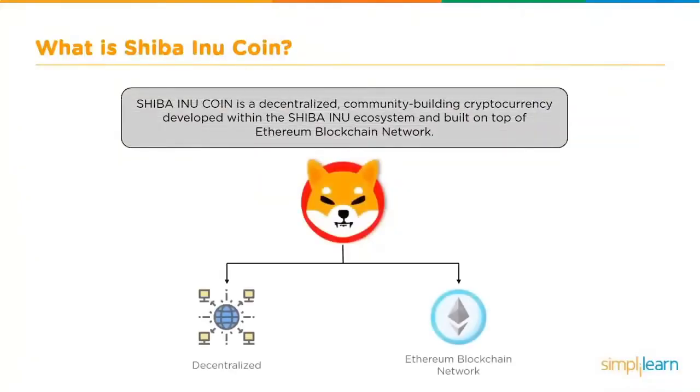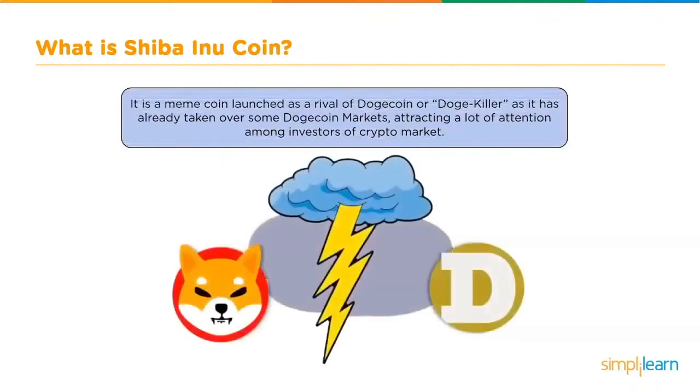Shiba Inu coin is a decentralized community building cryptocurrency, or we can say an experiment developed within the Shiba Inu ecosystem and built on top of the Ethereum blockchain network, like many other coins. It is a meme coin launched as a rival of Dogecoin, or Doge Killer. Both Dogecoin and Shiba Inu coin were made in a humorous manner. But Shiba Inu coin has already taken over some Dogecoin markets, attracting a lot of attention and rising as a popular choice among investors, especially after such market crash of cryptos like Bitcoin and Ethereum.